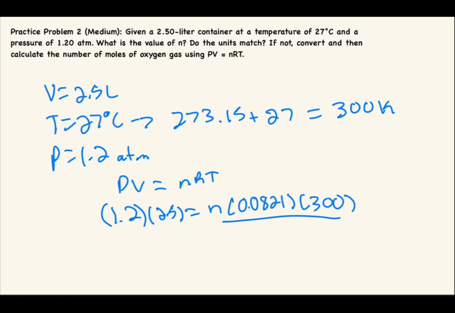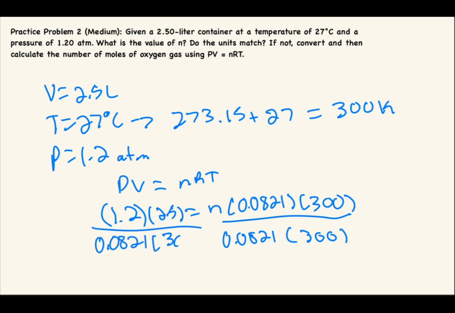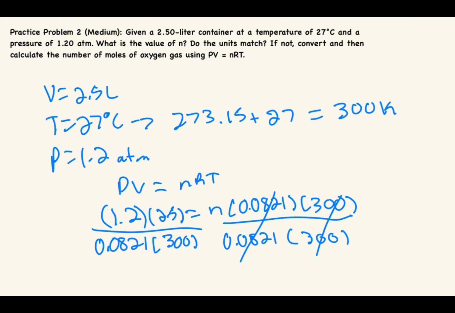So we will divide this side by 0.0821 and 300, and then we'll divide the other side by 0.0821 and 300, and then these units will cancel out, and that'll help solve for N, and then we can just plug this into our calculator. All right, and that will give us an N value of 1.122 moles. And then there we go, and that is the moles of oxygen gas.